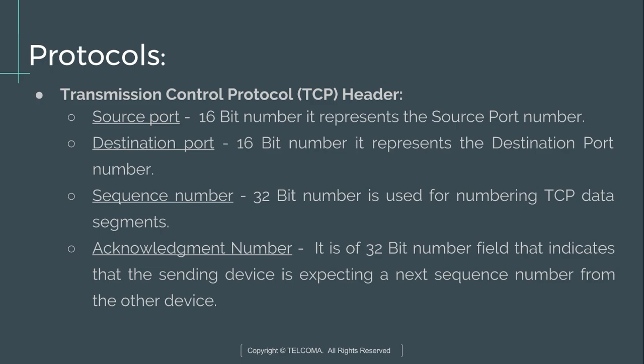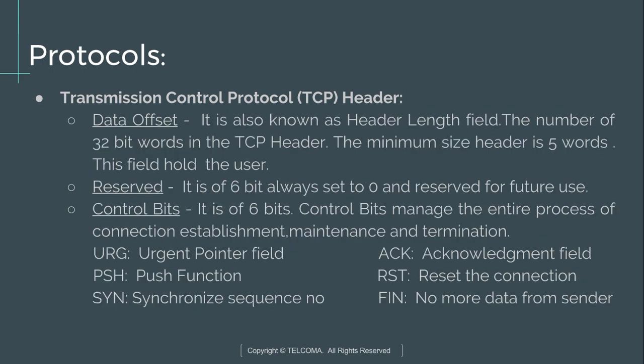Acknowledgement number is 32 bits and indicates the next sequence number the sending device is expecting from the other device. Next is data offset. It is also known as the header length field, and it defines the length of the header. It is 32-bit words, and the minimum header size is 5 words. Next is the reserved field. It is 6 bits, always set to 0, and reserved for future use.